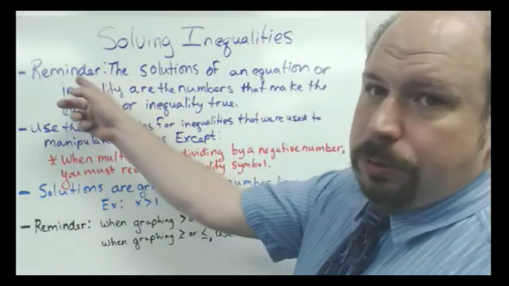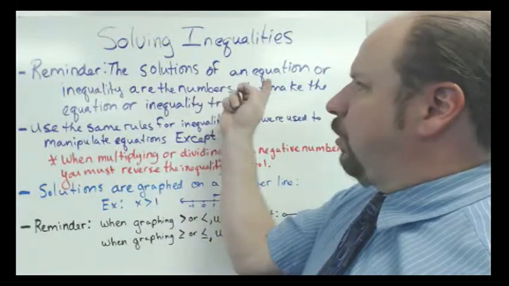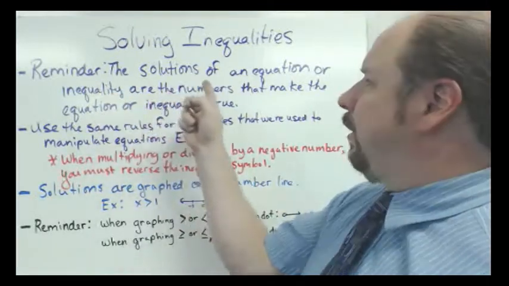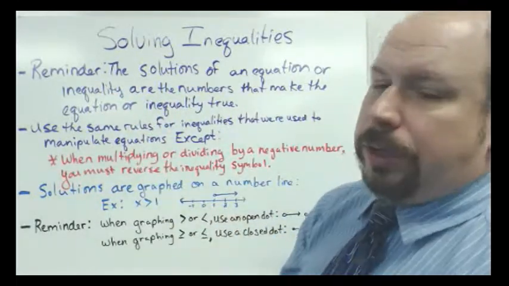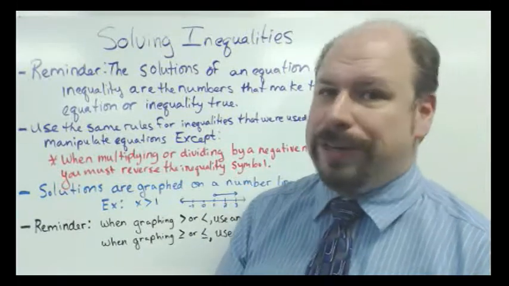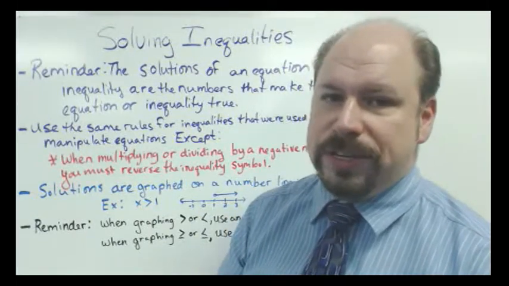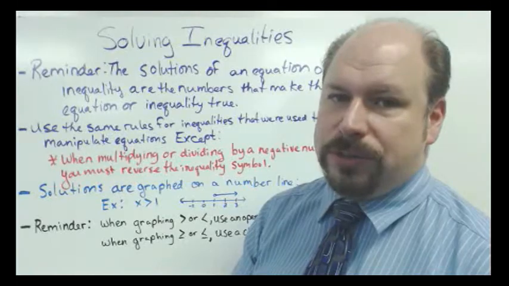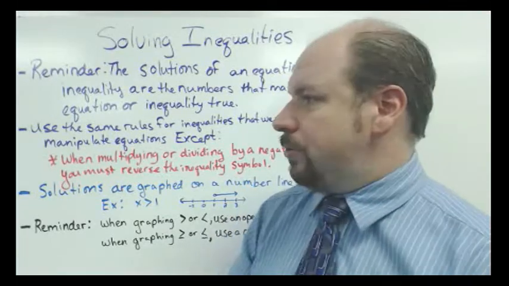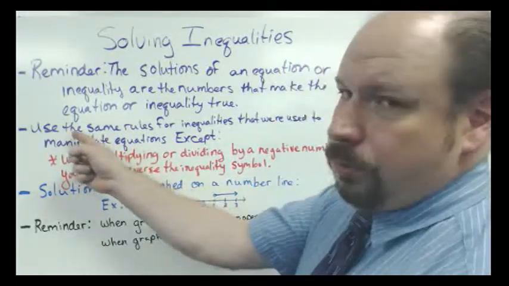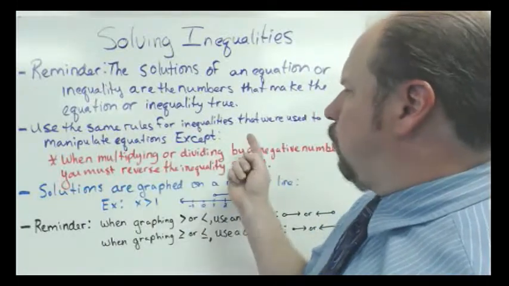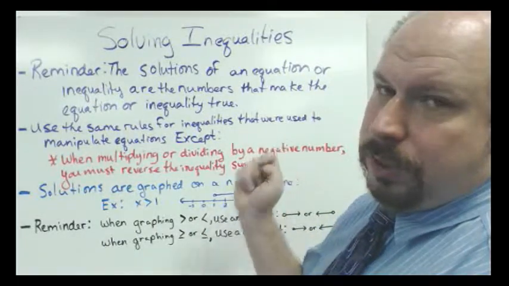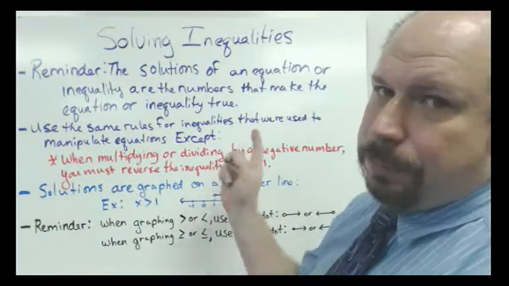So just a quick reminder, the solutions of an equation or inequality are the numbers that make the equation or inequality true. So in an inequality, what you're going to see is we're going to have a range of answers instead of just a single answer. We do use the same rules for inequalities that we use to manipulate equations, except the following.